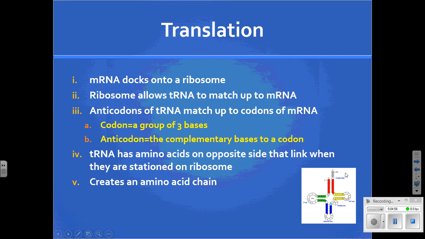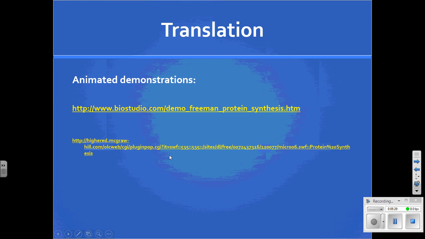So tRNA is this picture in the lower right-hand corner. It literally looks like a little lowercase t, and one side would be holding the anticodon, the complementary base pairs, and then the other side is holding an amino acid. And that amino acid is coming in based on what the mRNA code is telling us to bring. So each set of 3 letters codes for one specific type of amino acid. We're going to start linking them together and making an amino acid chain, and that's actually how you build a protein.